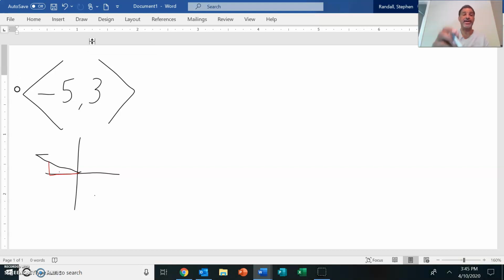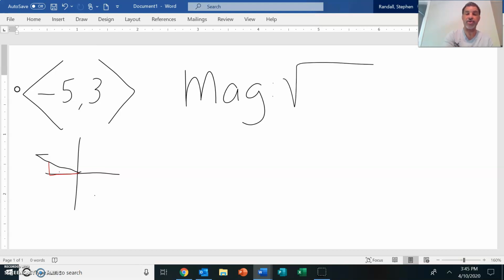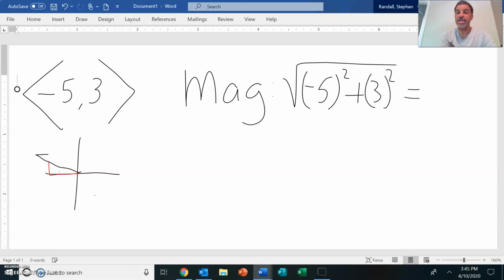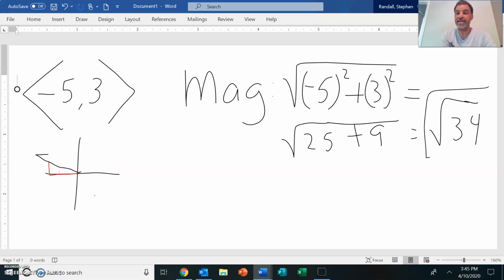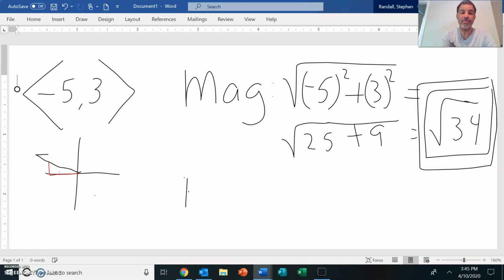So in order to find our magnitude, we have to look at the square root of -5 squared plus 3 squared, which comes from the Pythagorean theorem, which equals the square root of 25 plus 9, which is the square root of 34. So that is the magnitude.